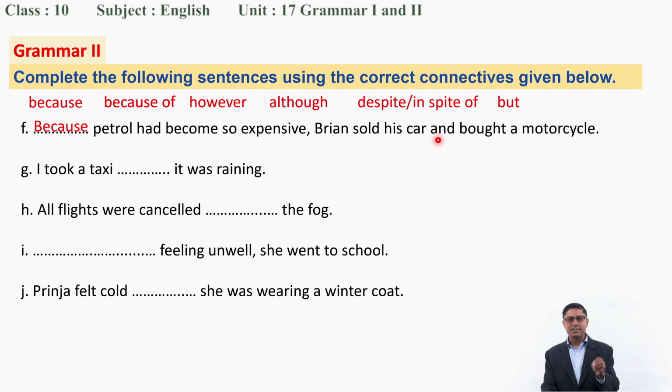Why did he sell his car? Because petrol had become so expensive. That's the reason for selling the car and buying a motorbike. Okay.